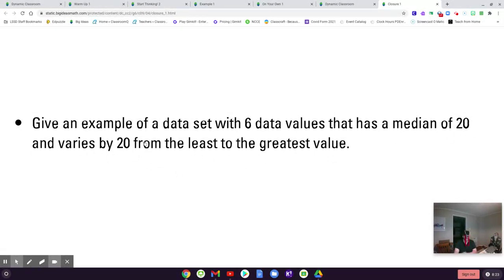If you see something like this on Big Ideas, it might help to draw 6 little lines that will be your spots to put the numbers in. The range has to be 20, so the biggest minus the smallest has to equal 20.